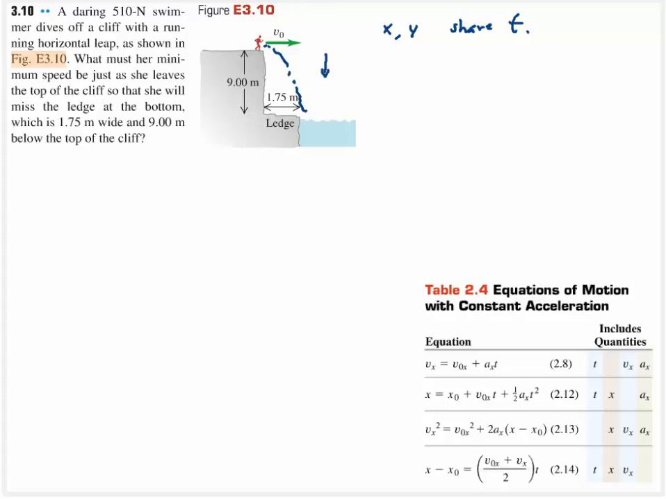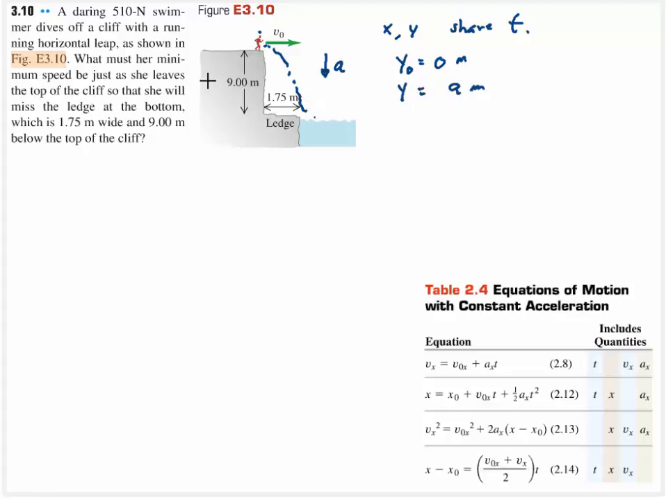Now, in the y direction, we have acceleration, and it's in the downwards direction, and we know that it's 9.8 meters per second squared. So the way that we attack this problem is let's figure out how long it takes her to fall down this 9 meters. In this case right here, we're going to say y naught is going to be that position right there. Again, very typically, we'll just say that's equal to 0. Final position is going to be 9 meters.